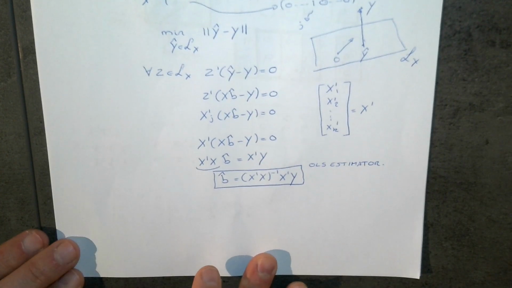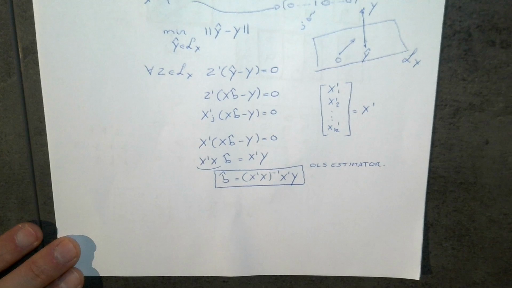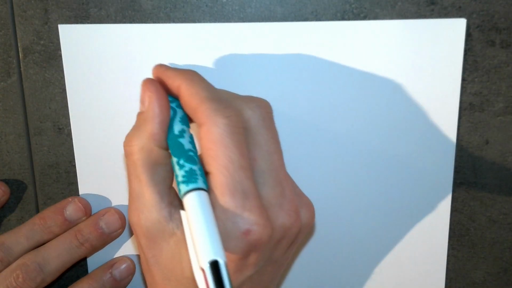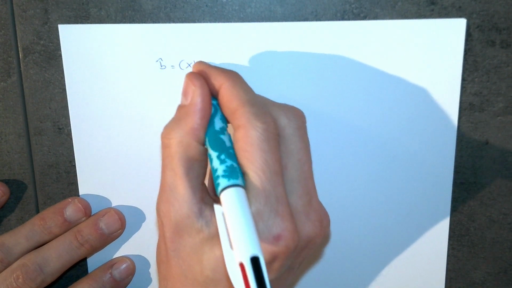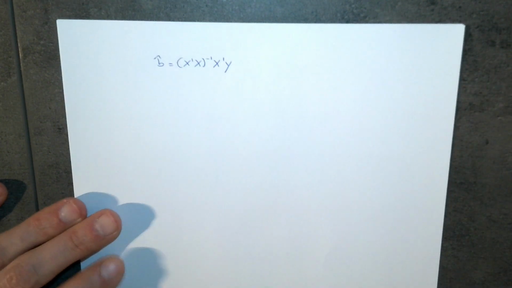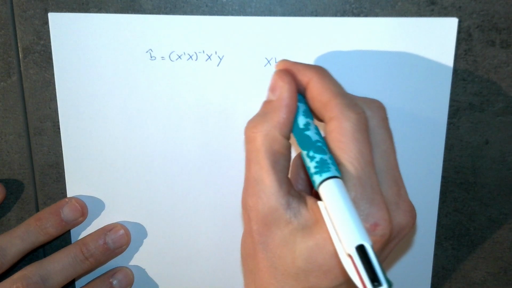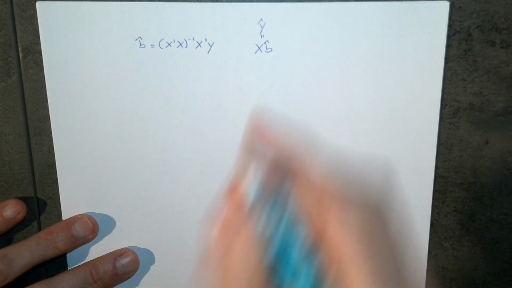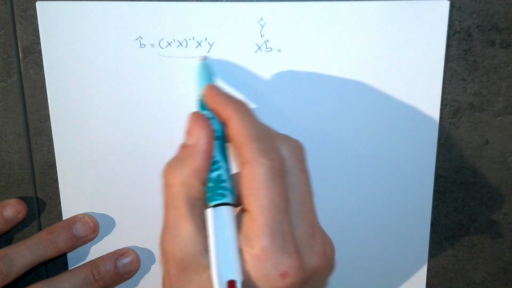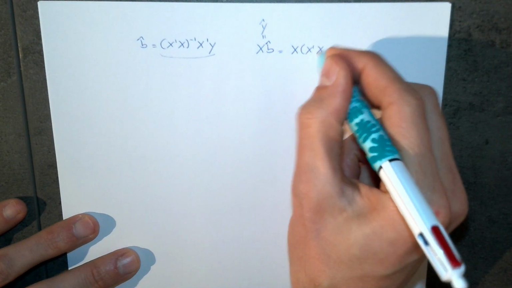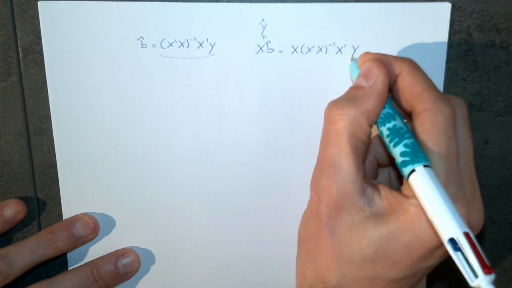Okay, so maybe this is already familiar to you, but what do we do now with this OLS estimator? Let me just recap here. We have beta hat is equal to (X'X)^-1 X'y. What we can look at is the element X beta hat, right? This was equal to our y hat, the approximation of y in this linear subspace. We just plug in beta hat here, so we get X (X'X)^-1 X'y.